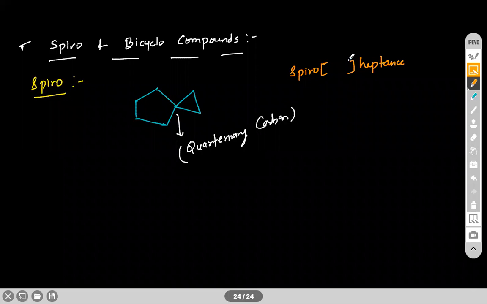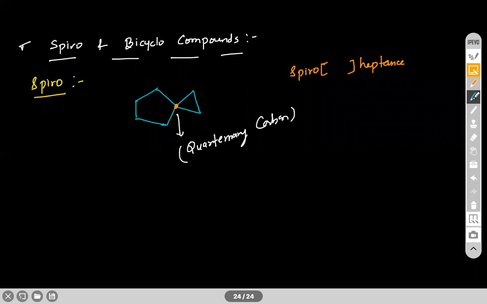This is the common form of naming this compound: spiro prefix, square bracket, and then the root word. If any substituents are there, we also write down like 2-bromo, spiro, this, heptane. We'll discuss that also. But the numbering of this ring is very important to understand. It's simple. This common carbon that we have here, we won't include in numbering first. We won't start numbering from this carbon.